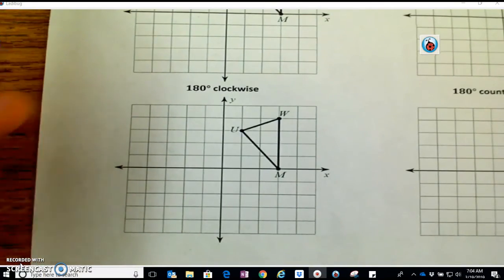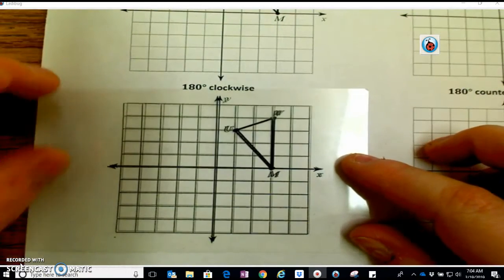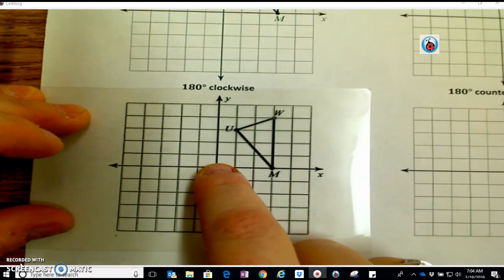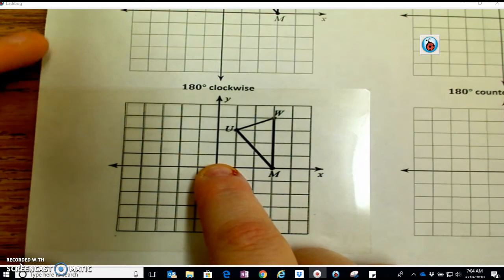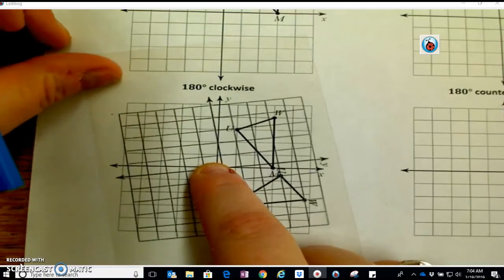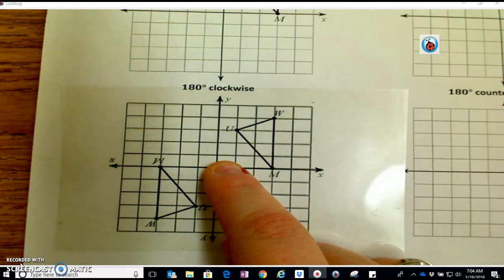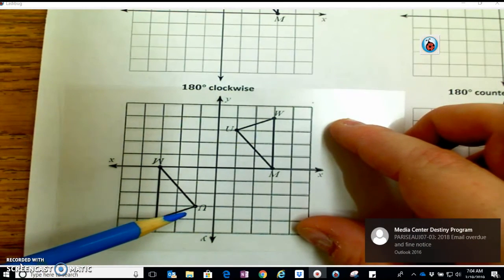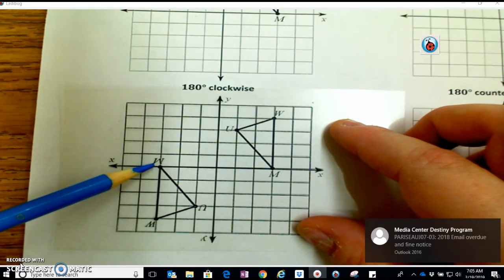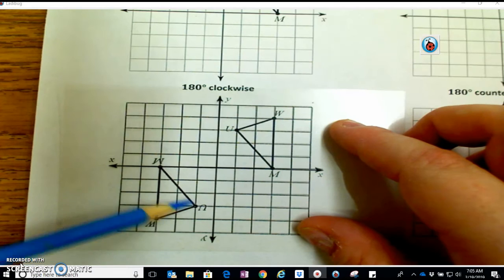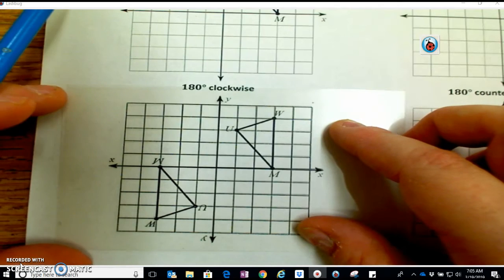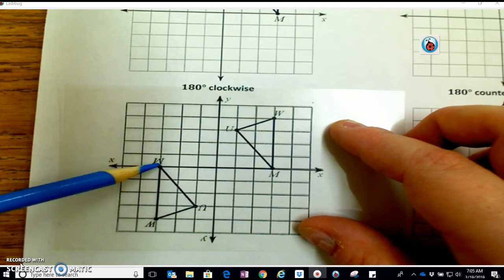Then we have 180 degrees clockwise. Clockwise is going to the right. This is the way you would tell time. Time is passing, so that's 90. And here we go, lining that up. That was 180 degrees clockwise. Sorry about that, I'll move my hand out of the way. So we have U, M, and W. Since the letters got all turned around, I should have used different letters for the images. But we have U, M, and W.